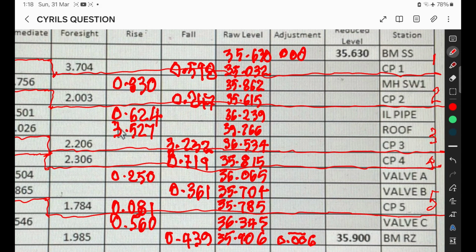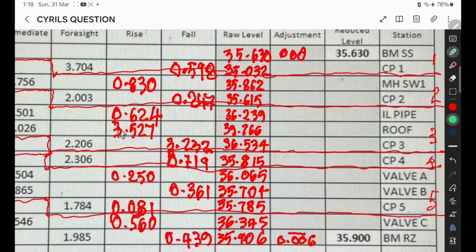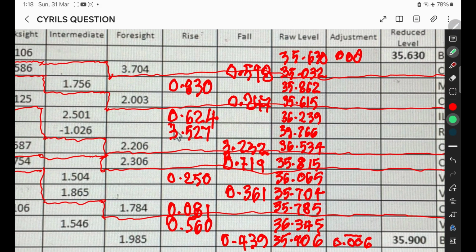Right, so now we've got to do a little bit of adjustment. Now, what I don't do is I don't put any adjustment into the intermediates. So let's identify where our intermediates are, so that we don't put any adjustment in here. Just that one there is an intermediate. This one here is an intermediate, intermediate here, and intermediate here, and there's an intermediate as well. So we don't put any adjustment into those ones.